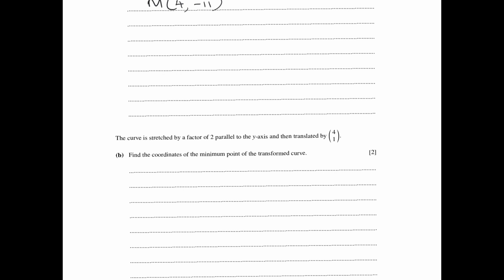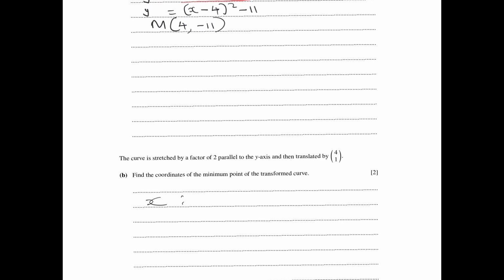Okay, this is quite easy. So the minimum point of the transformed curve, how do we get that? We need to get the x coordinate first and then the y coordinate. The x coordinate would be, remember the x coordinate of the original minimum point is 4. But if it is stretched by a factor of 2 parallel to the y-axis, this is not affected. So this 2 does not affect that. But then there is also translation by 4, which means we are going to add 4. So we are going to say 4 plus 4, giving us 8. So that's the x coordinate.